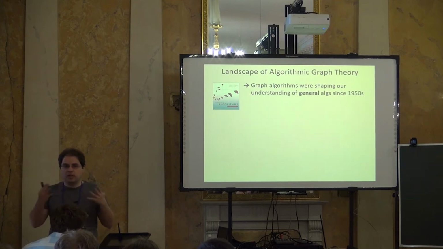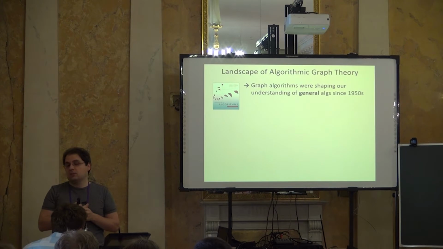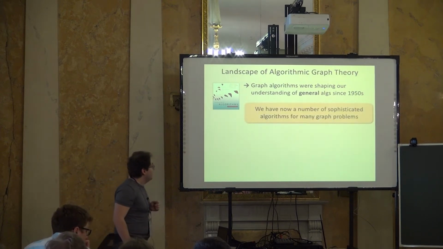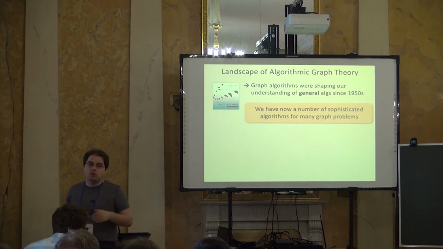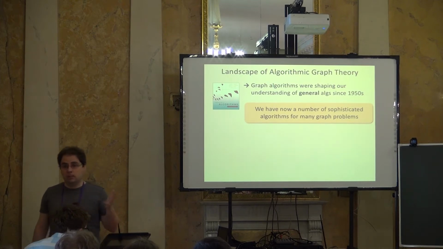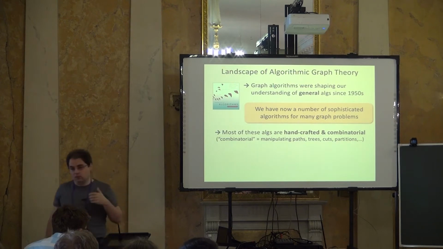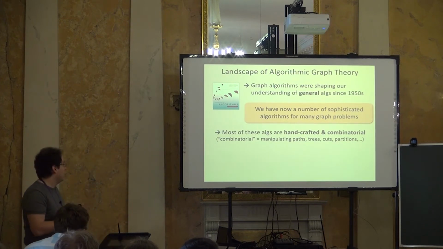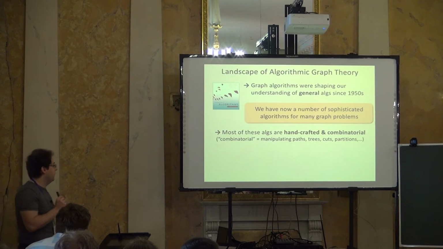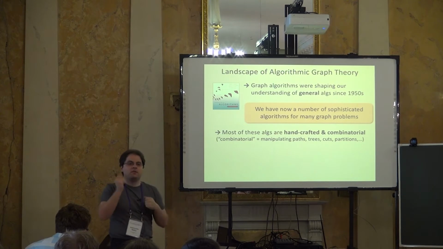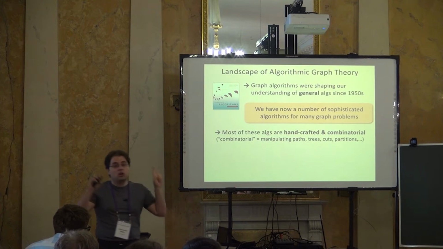If you take an intro to algorithms class, a lot of it is about graph algorithms for exactly this reason. These are sometimes the most basic problems for introducing some of the key ideas. By now we have a number of beautiful, sophisticated algorithms for many graph problems, and if you look at them, you will see a pattern. Most of these algorithms are beautifully handcrafted and combinatorial. You find the problem and think hard about how to find the best approach to it, and usually this best approach is combinatorial.